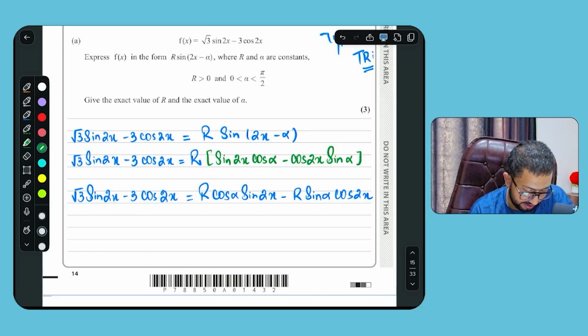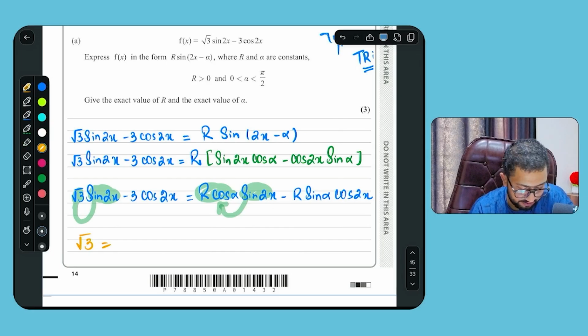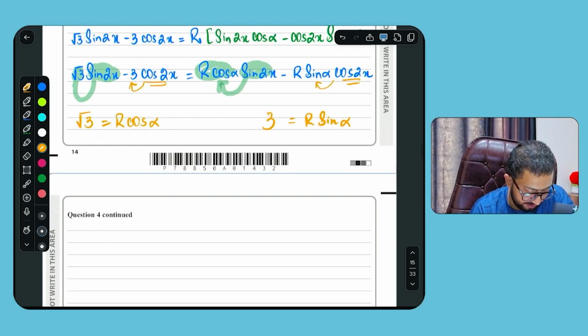So let's compare. What is the coefficient of sin 2x? Square root 3. What is the coefficient of sin 2x on the right hand side? r cos alpha. Similarly, the coefficient of cos 2x is 3, and the coefficient of cos 2x on the right is r sin alpha. Everyone knows what is the next step. Divide r sin alpha by r cos alpha.